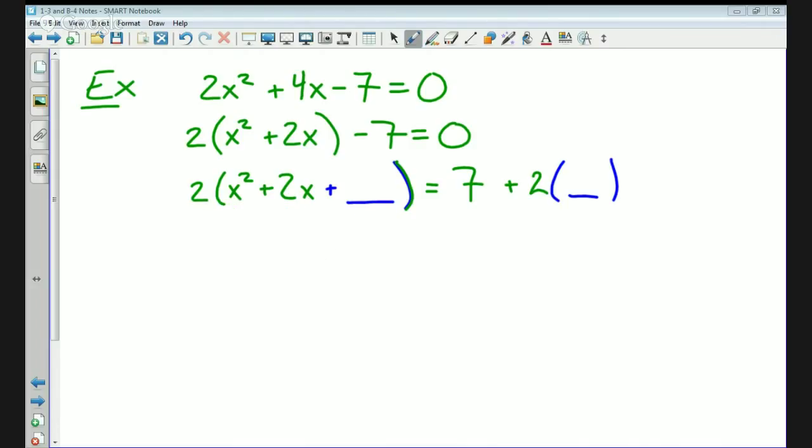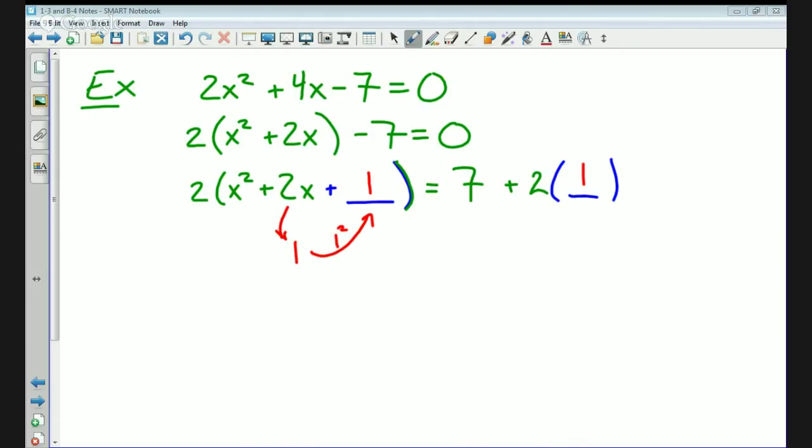So it's very important to make sure that whatever you pulled out of there, you incorporate it into the right side as well. Right, now in this case, we have 2 here. I'm going to take half of 2 and get 1. I'm going to square 1, and 1 squared just becomes 1. So on each side, I'm just going to put a 1 in, to fill those blanks.